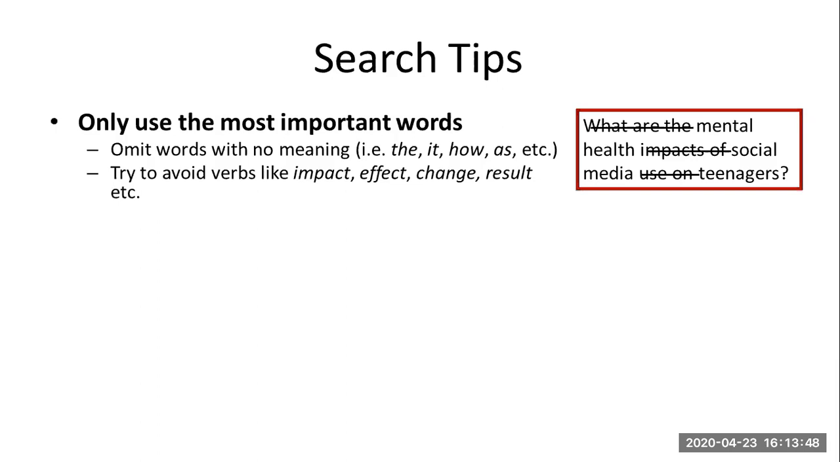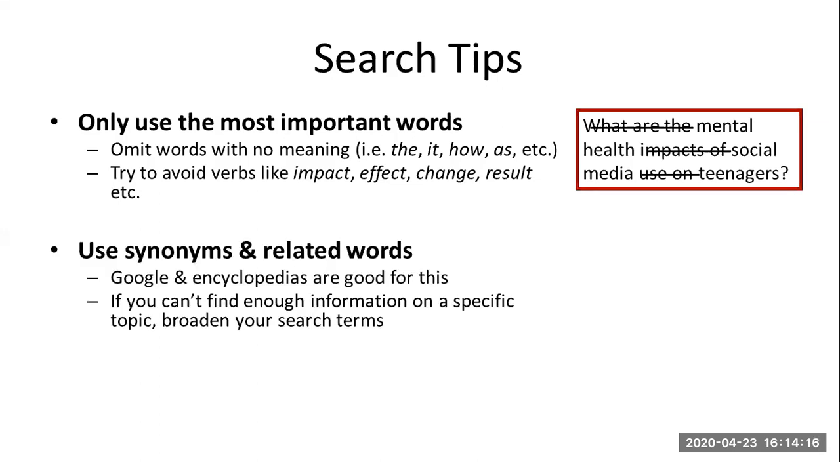And I come up with 3 concepts from the sentence: mental health, social media, and teenagers. Those are the most important things. When I do a search, I want to find those terms, those concepts in every single one of my results. I don't really care about the other words in there. So you want to look through any outlines, any brainstorming you've done, any drafts that you've written, and pull out those most important terms and keep those for searching, and only those for searching.